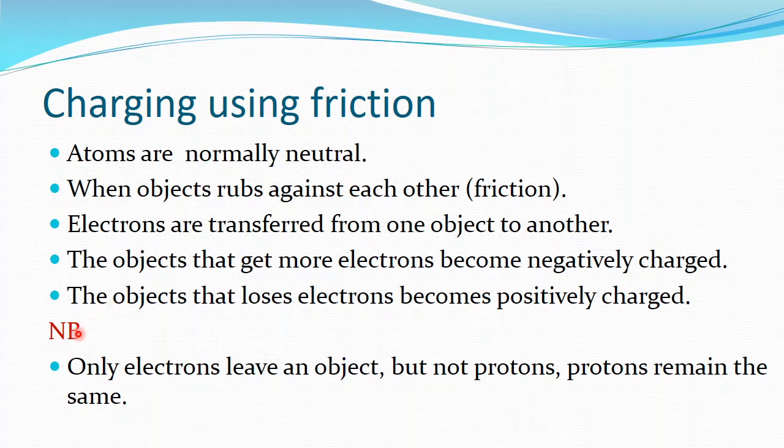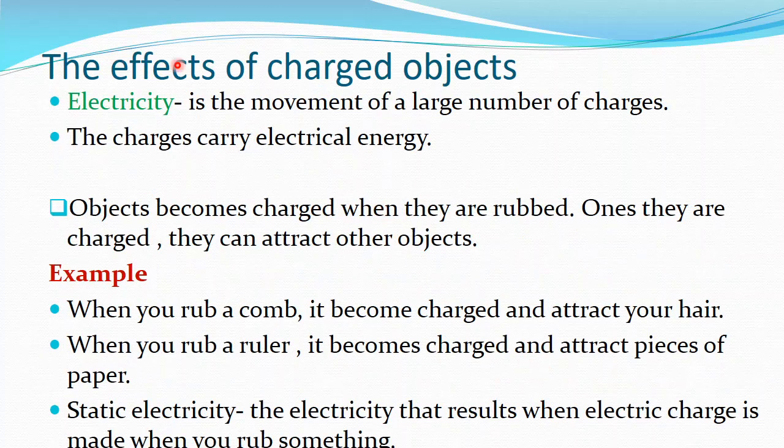Now I want you to note this. Only electrons leave an object, but not protons. Protons remain the same. In other words, an object does not lose protons at all. It only loses electrons. So this leaves what? Protons the same. Are we clear here? Good.